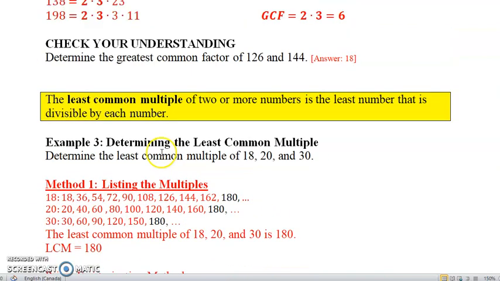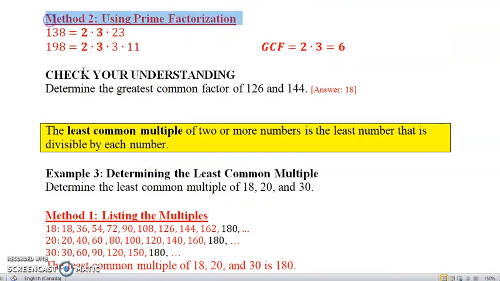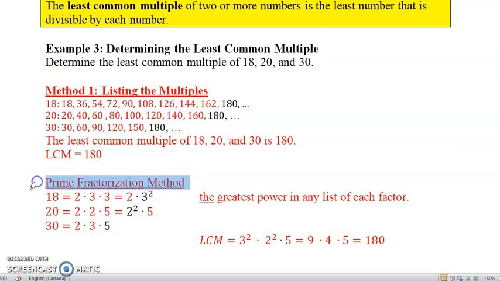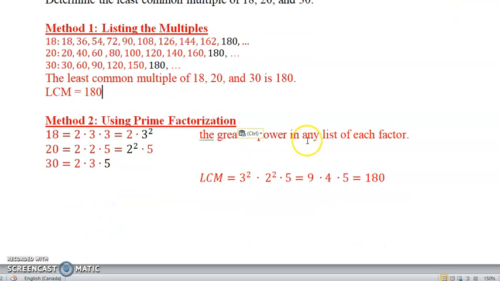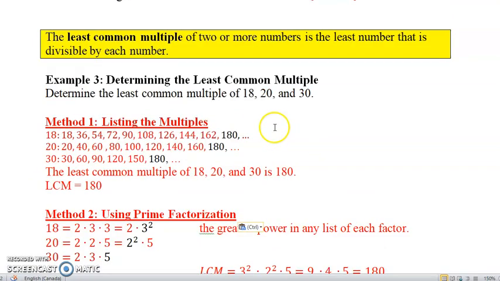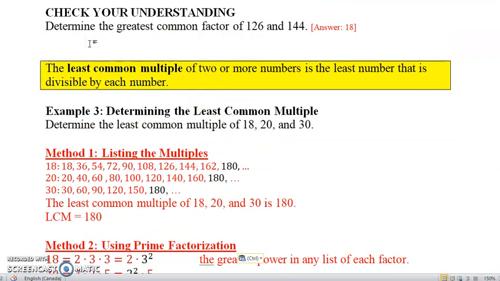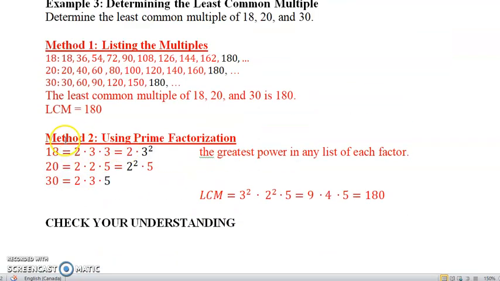But another method is using prime factorization. And again, this is a great method as well. So when you use prime factorization as a method, what you do is, again, you list the prime factors. So I list the prime factors of 18: 2, 3, 3, which can also be listed as 2 multiplied by 3 squared. 20, which is 2 times 2 times 5, which can be listed as 2 squared times 5, and then 30 equal to 2 times 3 times 5.